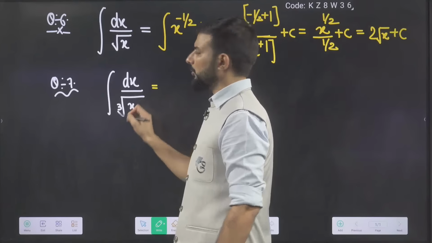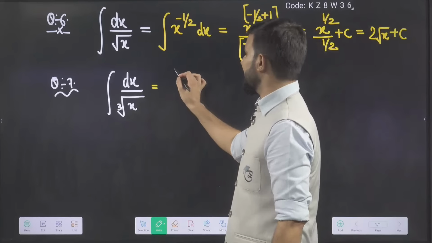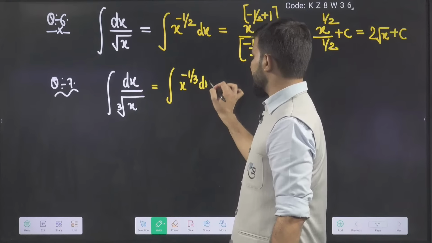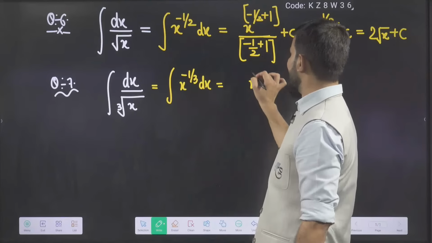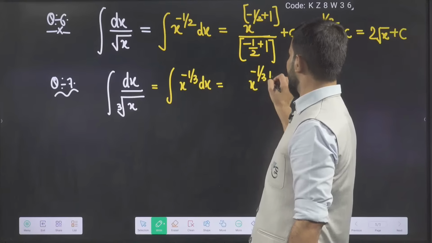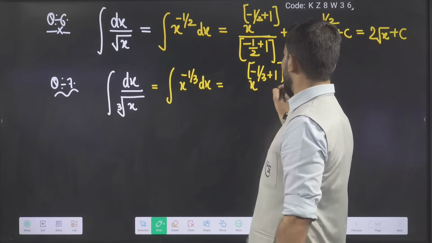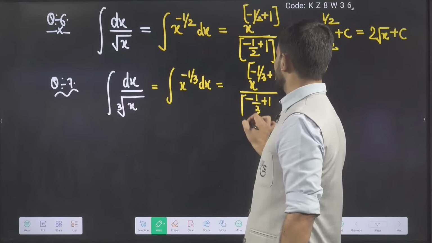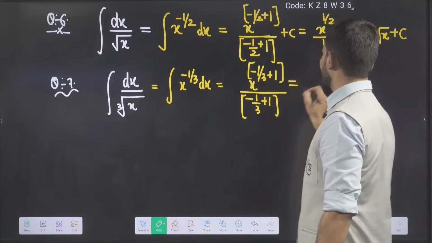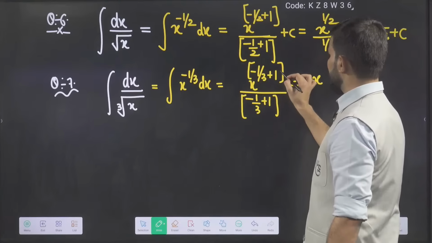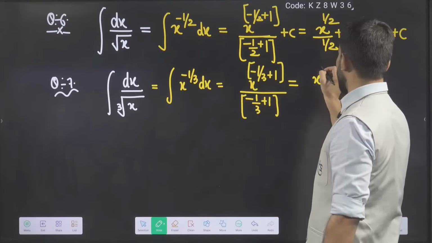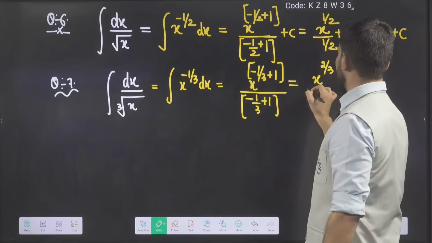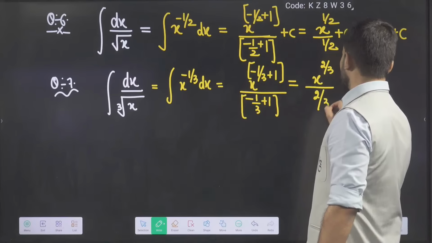About to finish. So what will happen? What is this power? How can I write it? X power minus 1 by 3 dx. In the power, what will I add? Minus 1 by 3 plus 1 divided by minus 1 by 3 plus 1, right? And then here, what will I write? X power minus 1 plus 3 by 3, it will be 2 by 3 divided by 2 by 3 plus c.